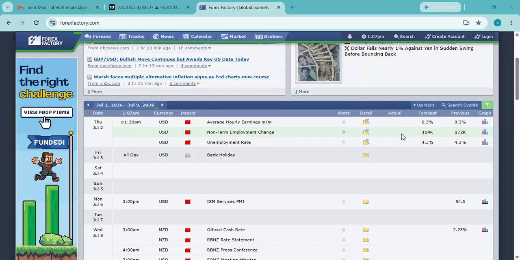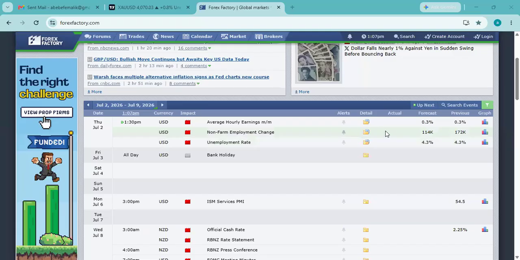Potential sell. Now, you see that this also conforms with our technical analysis, which is we're looking for what? More buys in the market. That being said, we should be expecting more buys. So 114K is lesser than 172K. So most likely the figure that should come out here should be lesser than 114K.